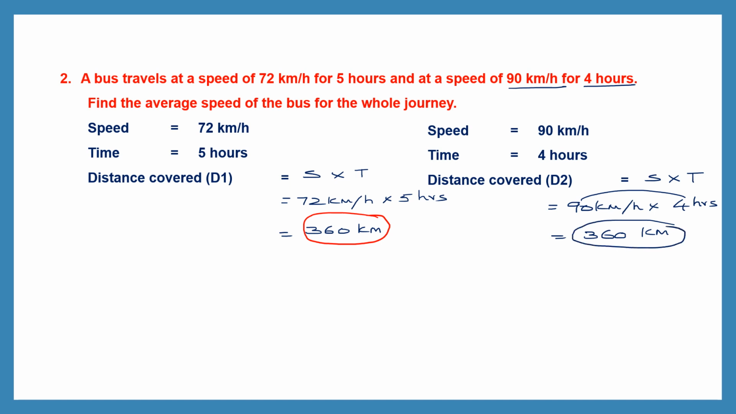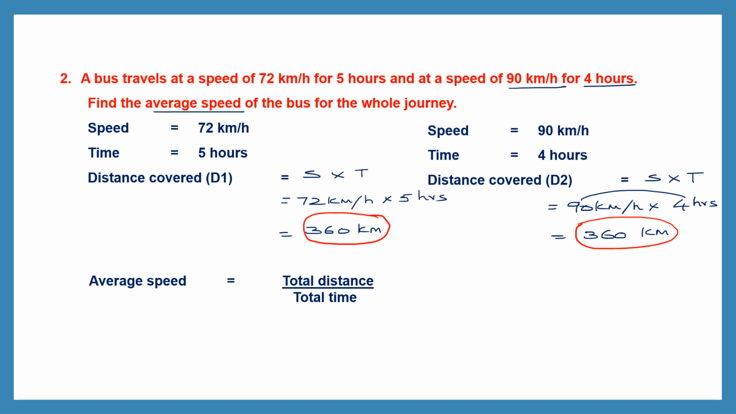Now the question is to find the average speed. To find speed, remember you need to know distance and time. So we have distance here and distance here. So now we can find the average speed by using the formula. Average speed will be total distance by total time. So what is the total distance that we have found here? Distance 1 is 360 kilometers. Distance 2 is also 360 kilometers.